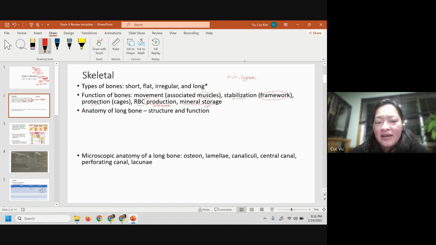Okay, then of the 4 types of bones, we really focus a lot on the long bone. So on the long bone, make sure you know the anatomy of the long bone, know the structure and the function. So for example, you can draw out a long bone and label it.